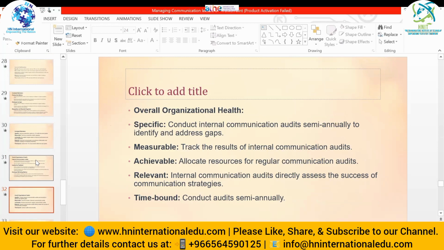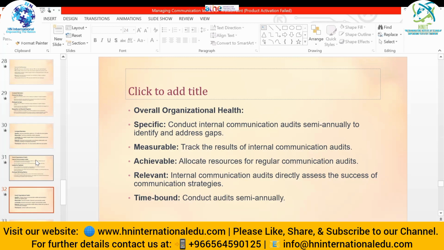Now we have to discuss each point related to that SMART part. Measurable: track the results of the internal communication audit. Achievable: allocate the resources for the regular communication audits. For relevancy, we can say that internal communication audits directly assess the success of the communication strategies. And time-bound: conduct audits semi-annually, that is after every 6 months.